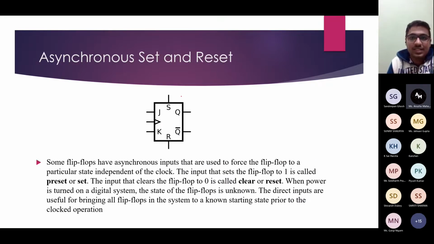Now the asynchronous reset and set. Some flip flops have asynchronous inputs that are used to force the flip flop to a particular state independent of the clock. The input that sets the flip flop to 1 is called the preset or set. The input that clears the flip flop to 0 is called the clear or reset. Basically, this is used because when power is turned on in a digital system, the state of the flip flop is unknown. The direct inputs are useful for bringing all the flip flops in the system to a known state prior to the clocked operation.